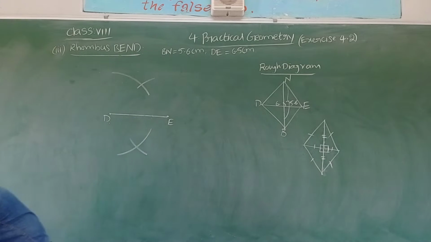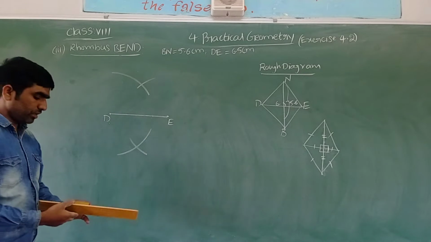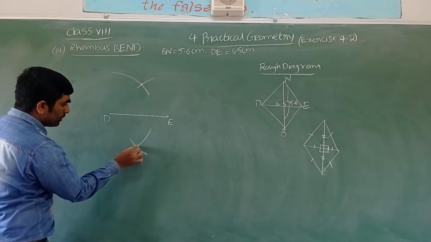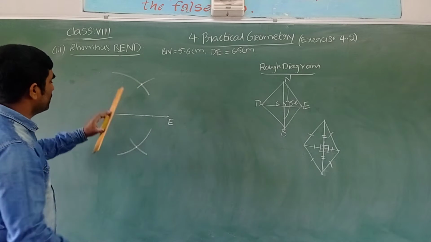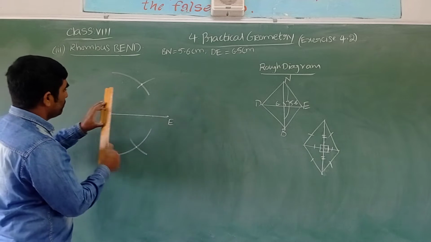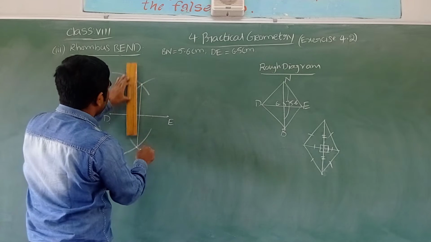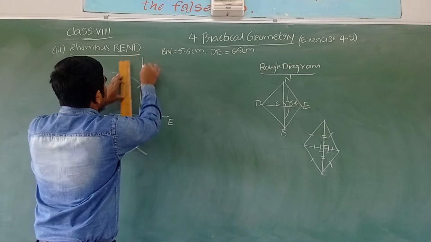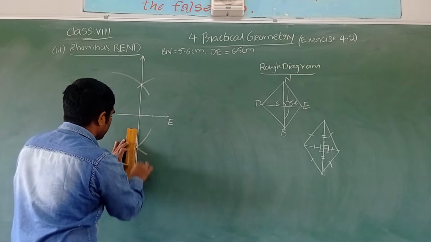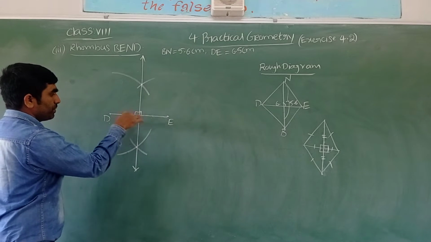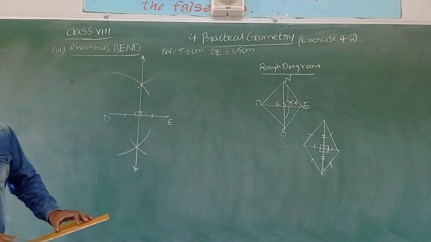So this is the way we can draw the perpendicular bisector. Now above the DE, both arcs are intersecting. Below the DE also both arcs are intersecting. Join those two points with the help of a ruler. You can extend it more if you want. Now it is called a perpendicular. Not only perpendicular, it is the bisector also.